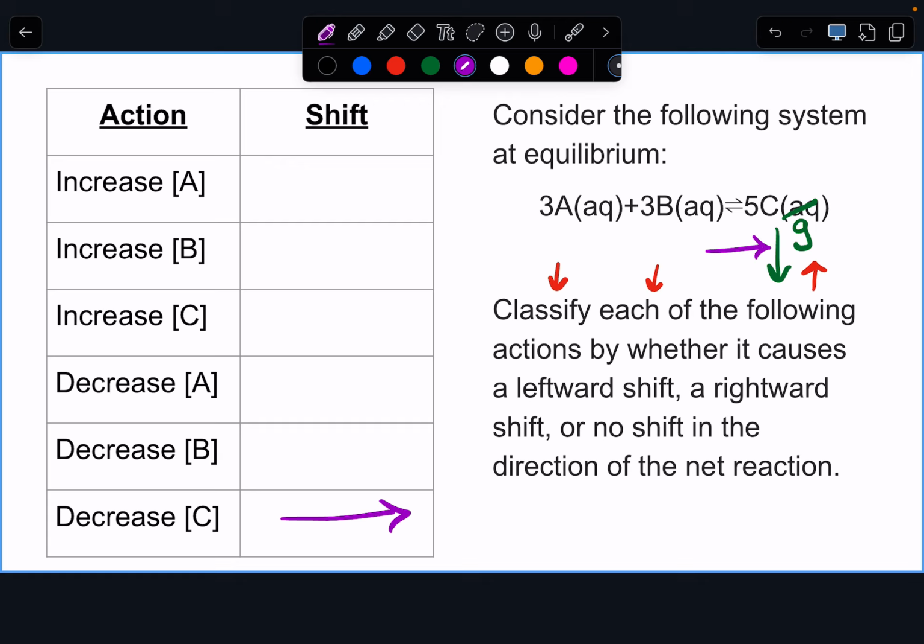Okay, take a minute, maybe 2, talk with your neighbors if you'd like, try to predict each of these others, just an arrow left or right, as to which way the reaction will shift in order to deal with that stress that we've placed on it, either by increasing something or decreasing something.